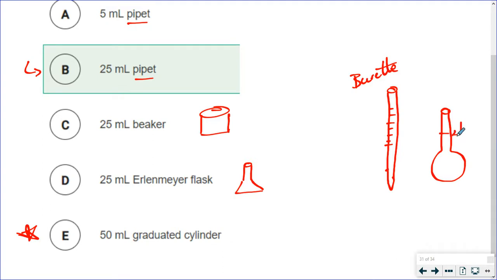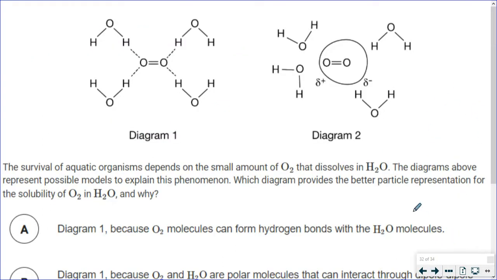It's only good for measuring that one volume, and this would be used for making solutions or dilutions. Our next problem: survival of aquatic organisms depends on the amount of O2 that's dissolved in H2O. You've got some diagrams up here, and they ask you which diagram is better at representing what actually happens to O2 when it dissolves in water.